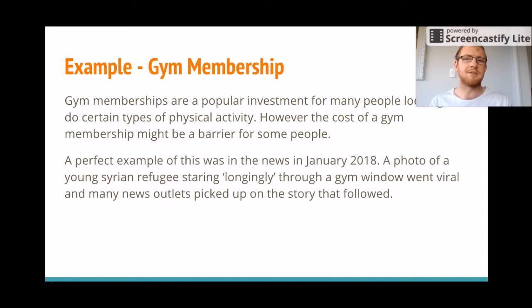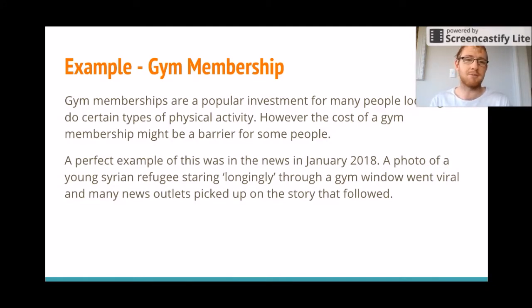Another example would be gym memberships. Gyms are a really popular way for people to get involved in physical activity, and obviously all those gyms have a membership fee. But if you want to be involved in a gym but can't afford it, then that's obviously a barrier. That's obviously changed your participation in a real negative way. You've gone from wanting to participate to being unable to do so.